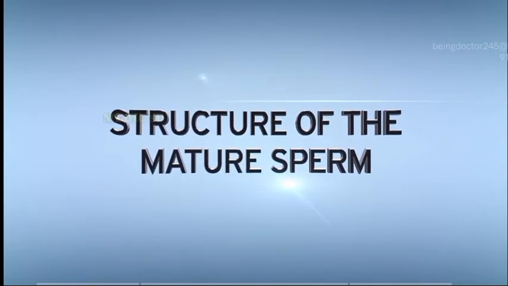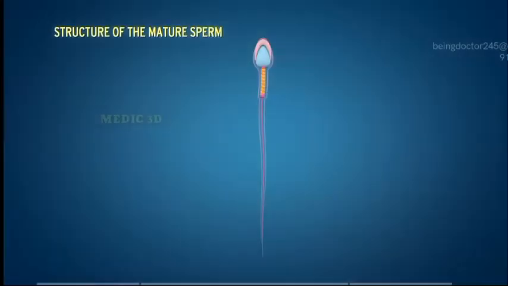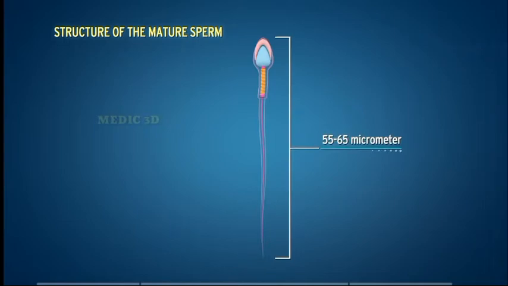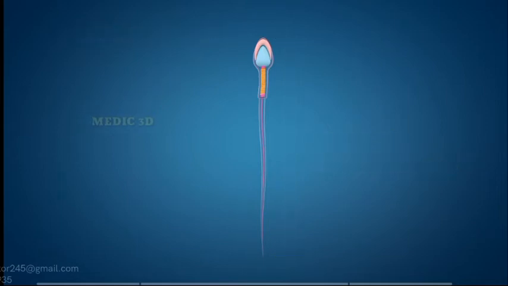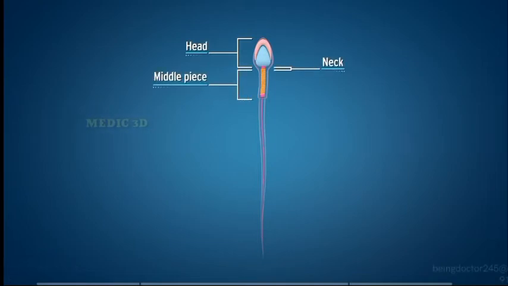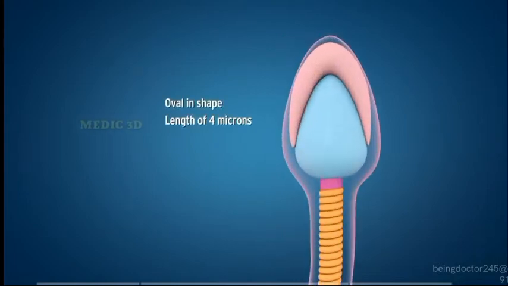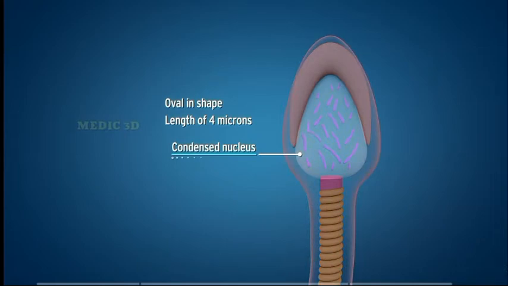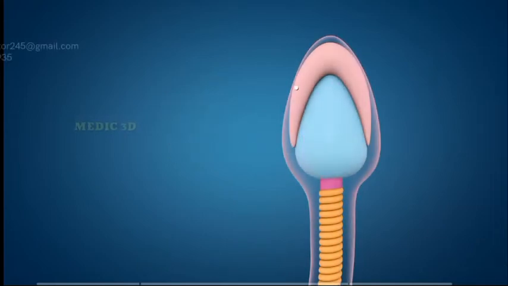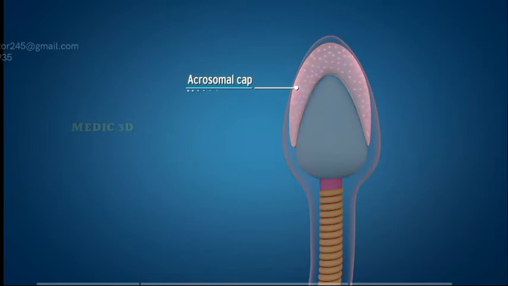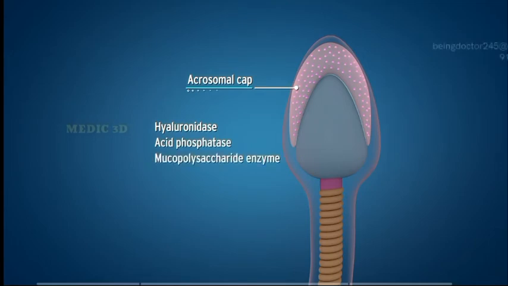Structure of the mature sperm. Sperm measures about 55 to 65 micrometer and moves at a speed of 1 to 4 millimeter per minute. Mature sperm is composed of 4 portions: head, neck, middle piece, and tail. The head is oval in shape and is 4 microns in length and contains a condensed nucleus. The anterior portion of the head is covered by the acrosomal cap, which contains hyaluronidase, acid phosphatase, and mucopolysaccharide enzyme, which helps in the penetration of sperm into the ovum.